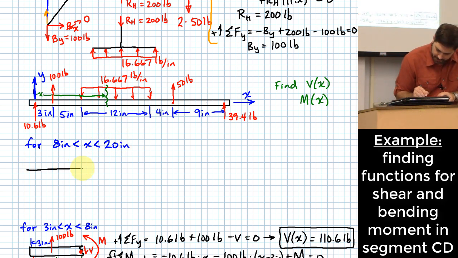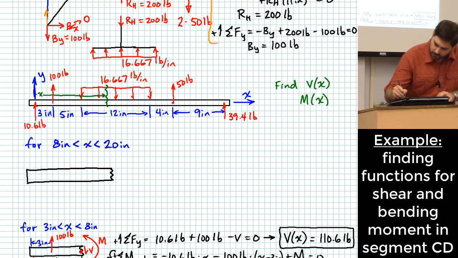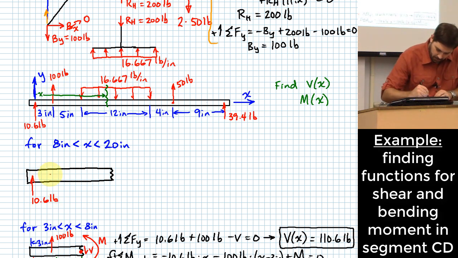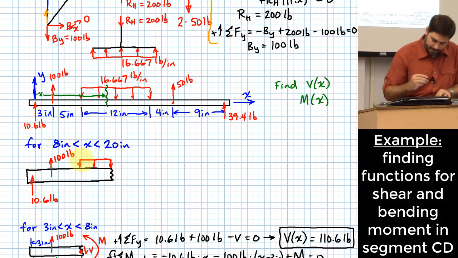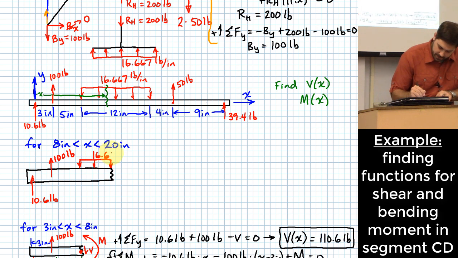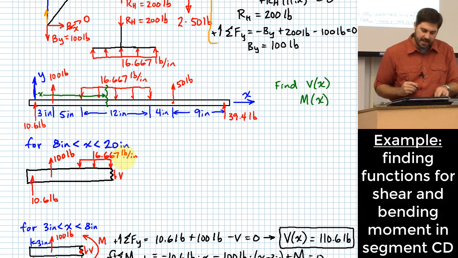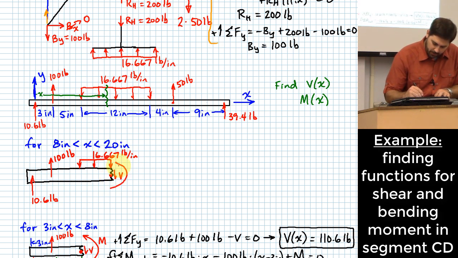Okay. Here's what the free body diagram would look like. We're going to have 10.6 pounds. We're going to have 100 pounds here. And we're going to have a little portion of the distributed load happening over here, which is going to be at 16.667 pounds per inch. We're going to assume our positive sign convention again, where I've got a downward V and a counterclockwise M.